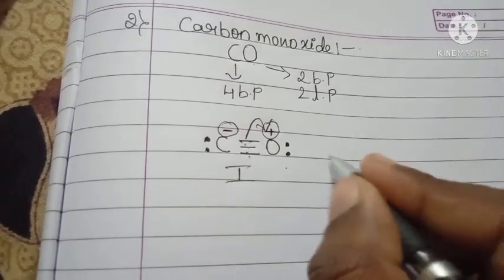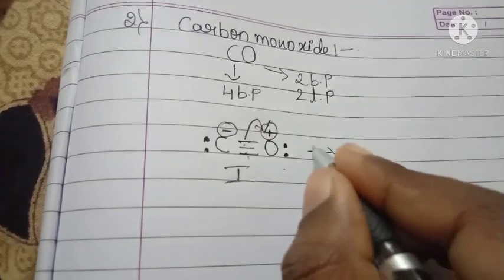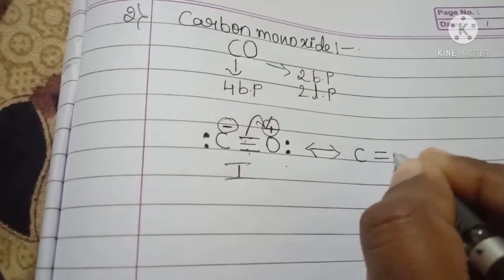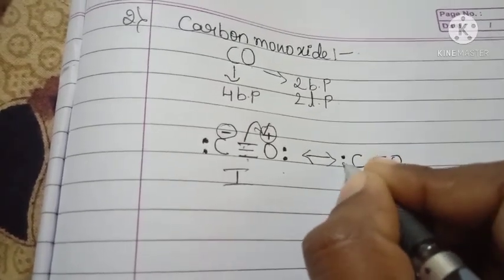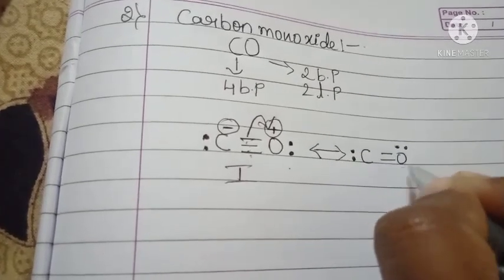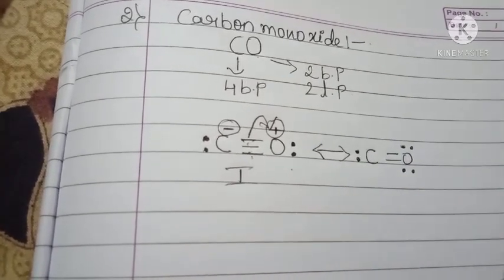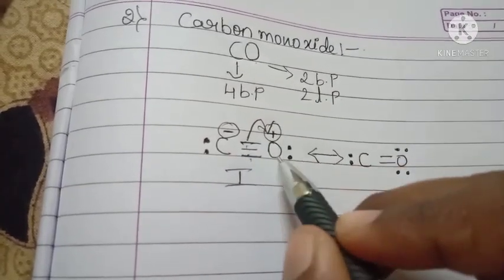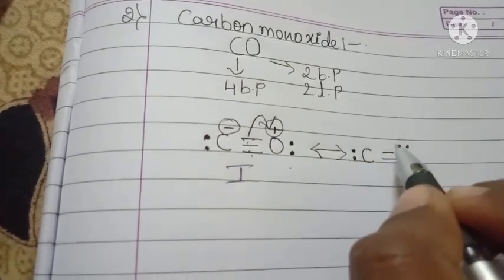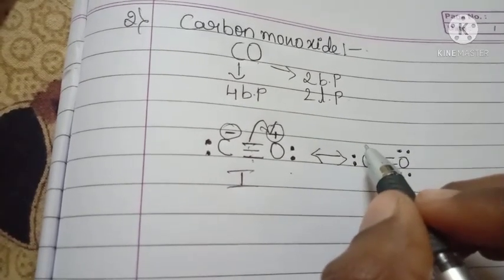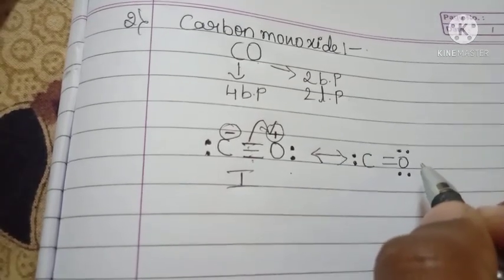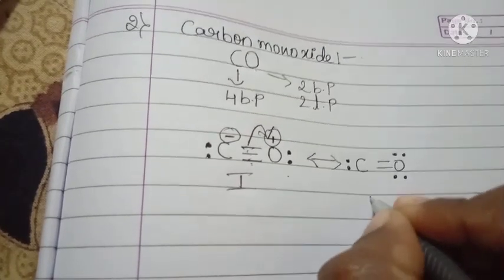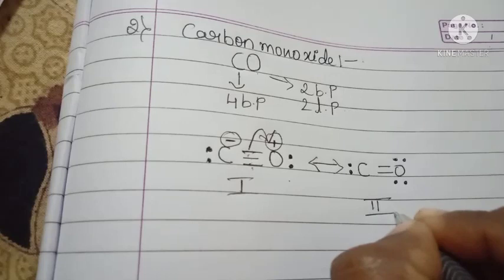Okay, next, this will be converted to carbon double bond O. You have to write a lone pair of electrons and 2 lone pairs of electrons. Here this bond should be converted to, or donated to, the oxygen atom, so it gets 2 lone pairs, so the negative charge is cancelled, and here also the positive charge is cancelled. Okay, this is the second possible structure.